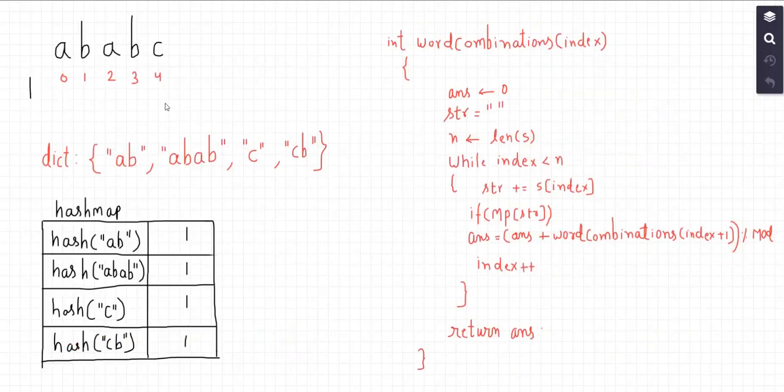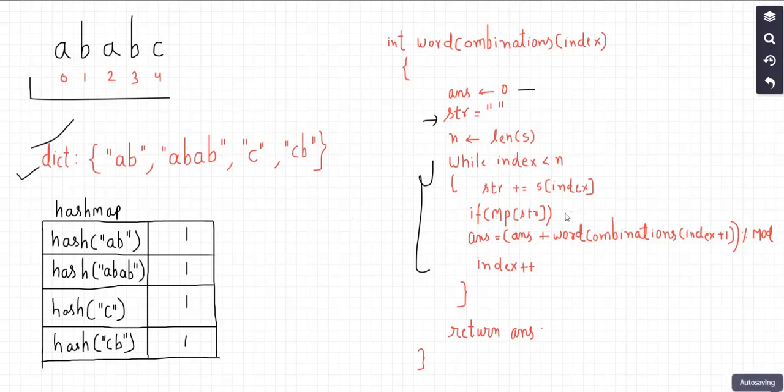I have my target string, dictionary, and here I have an answer variable initialized to 0, and an empty string. This is used for storing the prefixes, and n is the length of the string. Now I use a while loop, and I run it until I reach the end of the target string. Okay, and I keep building my prefix. If the prefix is matching, that means it is present in the dictionary, which I am checking using a hash map. Here I'm using a hash map to check for the presence of a prefix in our dictionary, in our set of words.